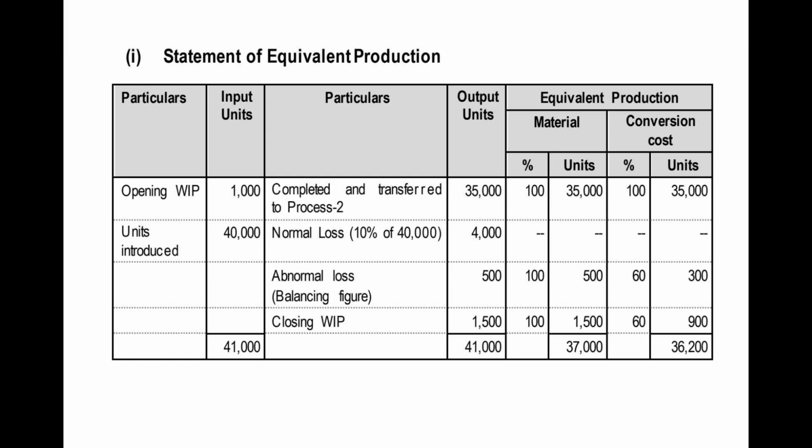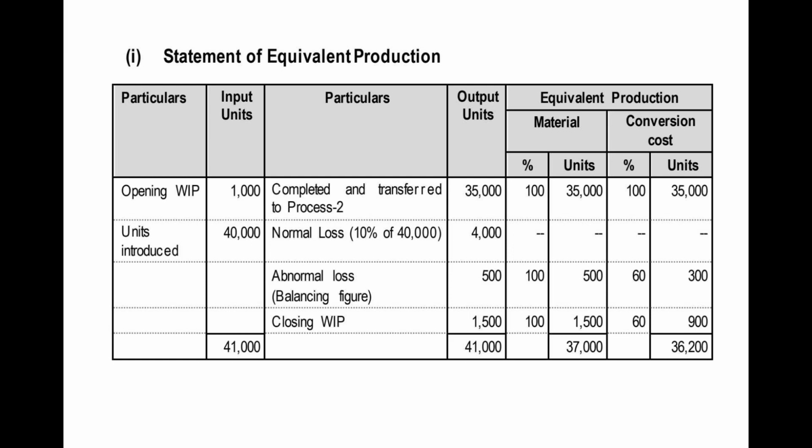Then go to the next line. Normal loss is 4,000, which we have already derived. Against the 4,000 under equivalent production, put a dash, because normal loss will be absorbed by the good units of production. That is the reason we are not updating anything here. Leave it blank or put 0. Then abnormal loss: just like other production, it should be evaluated here. Go to the material column, under percentage put 100% and write 500 units. Then go to the conversion column and write 60%. 500 into 60% is 300 units. Update it under the units column.